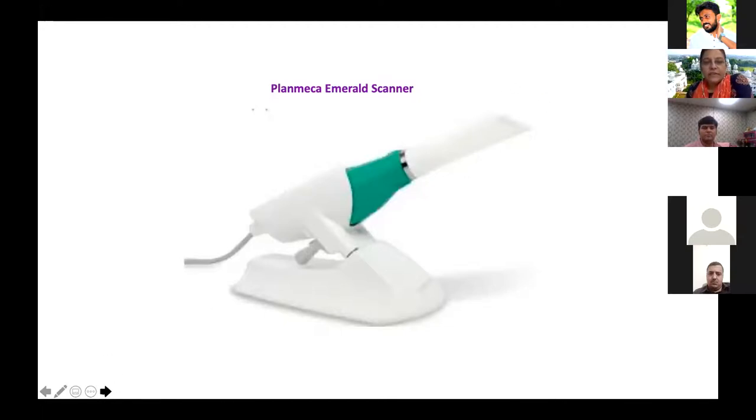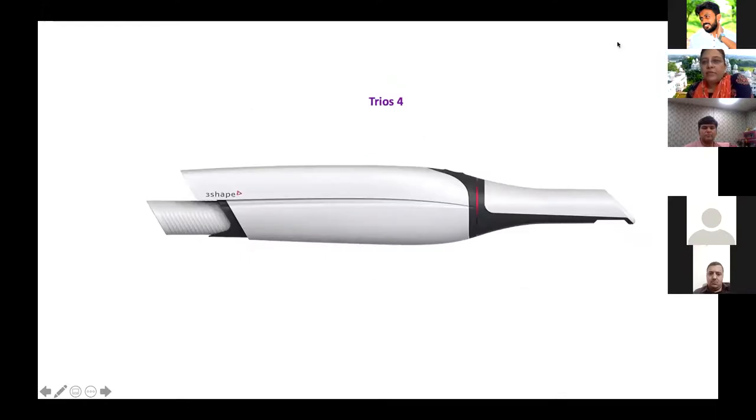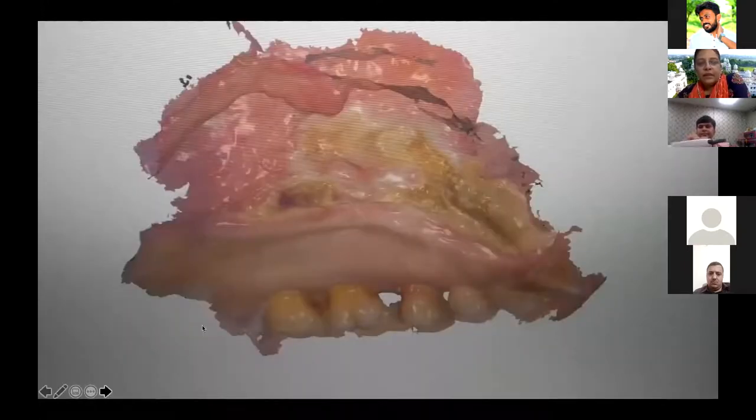the area is bigger. And this is the one which we have at our center, the Trias 4. So this is the scanning area. We have a cordless version as well as the corded version. So at times we use the corded one, at times we use the cordless one. The advantage of using a Trias 4 is that it has a caries detection possibility as well.